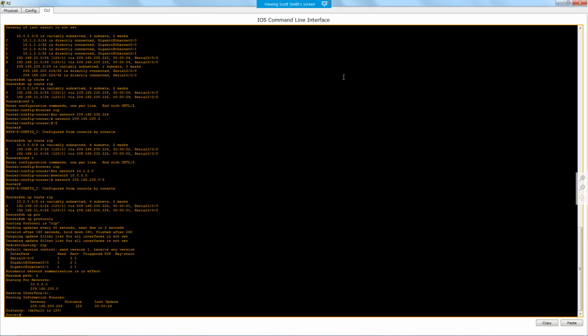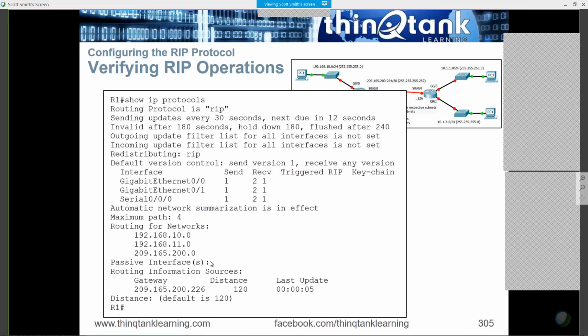Let's go into router 1. By the way, this command is like show IP interface brief for routing protocols. We use this command all the time when we're verifying routing. Show IP protocols. If you're verifying routing operations, this is one of the commands that you're going to use constantly. Basically, it's not a command specific to RIP. It's a command that's used to verify any routing. In this case, it's giving us the RIP information.